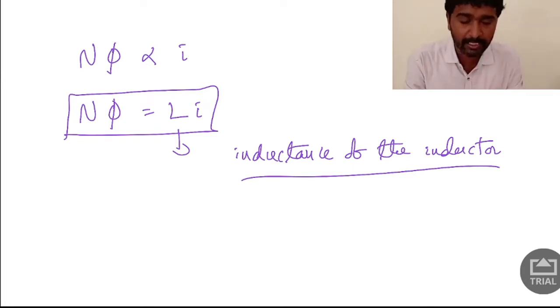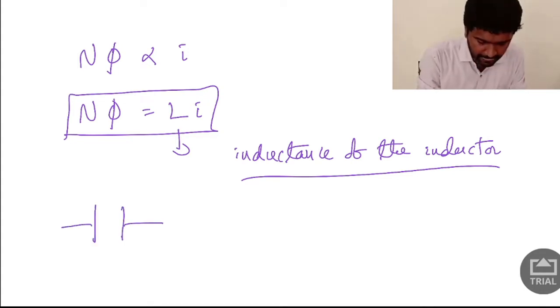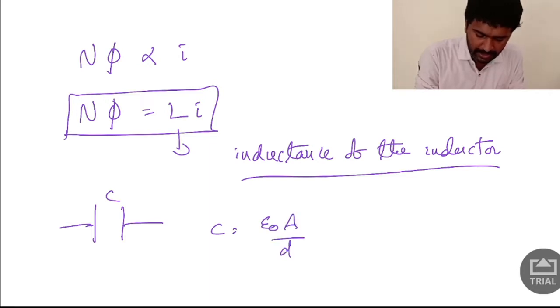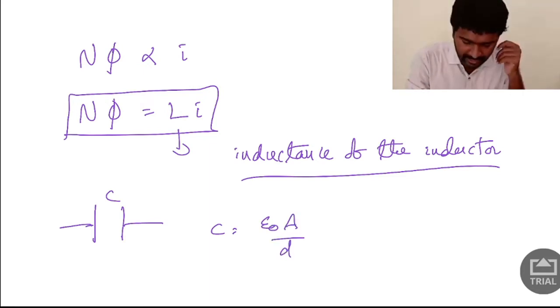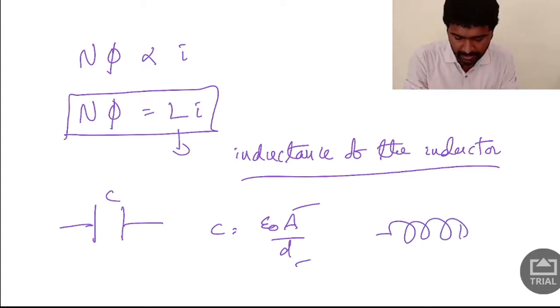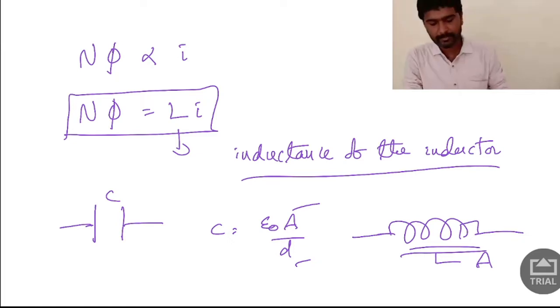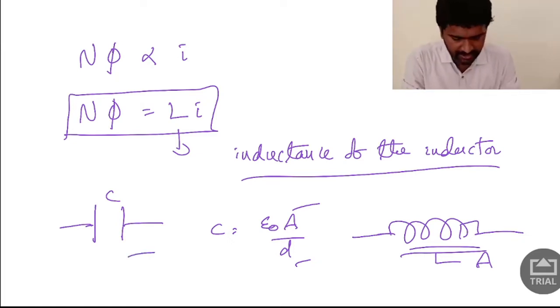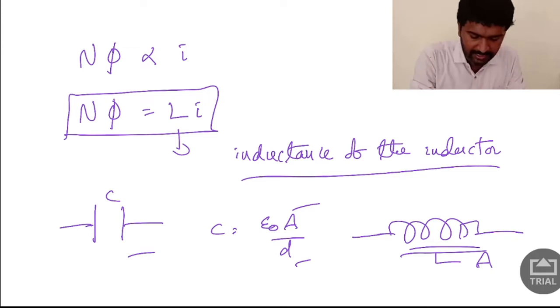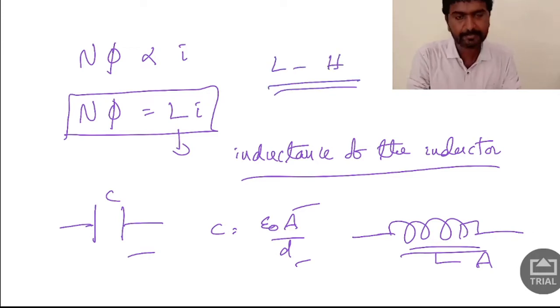Maybe like its length and area. For example, if I take a capacitor, the capacitance of this capacitor depends only on its dimensions. A is the area of the plate, and d is the separation between the two plates. Similarly, this is the symbol I will use for an inductor, and the inductance of the inductor also depends on its length and area. The unit for inductance is the Henry.